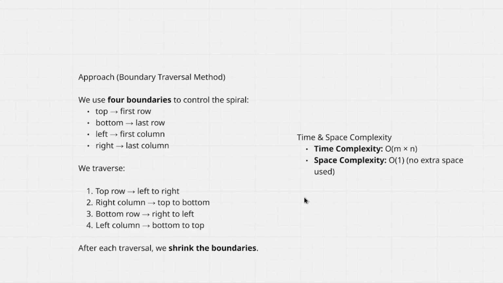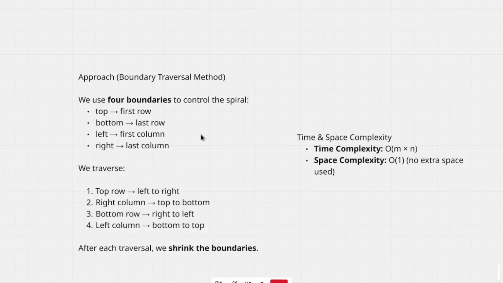So let's see the approach here. So in approach, we are using a boundary traversal method. To solve this problem efficiently, we use four boundary variables, which are top, left, right, and bottom.